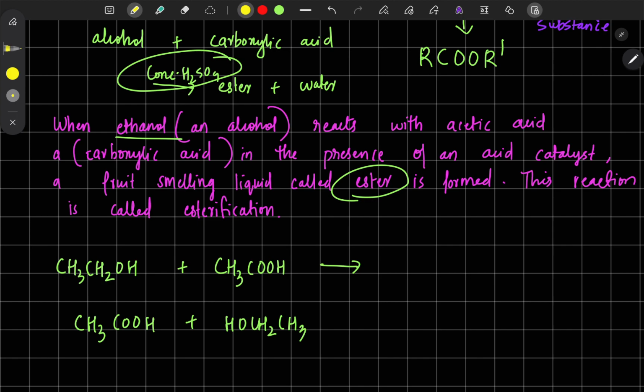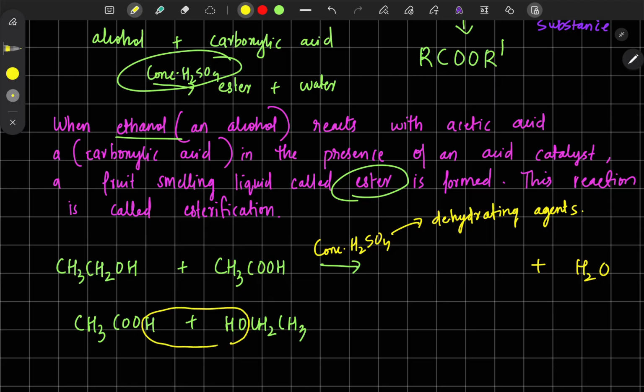So water molecule will be eliminated. Water is formed because we are taking concentrated H2SO4. This is a dehydrating agent. Dehydrating agent means it will remove water from the compounds. So basically what will happen is, this HO and this H will form H2O and the rest will combine. So this portion and this portion will combine.